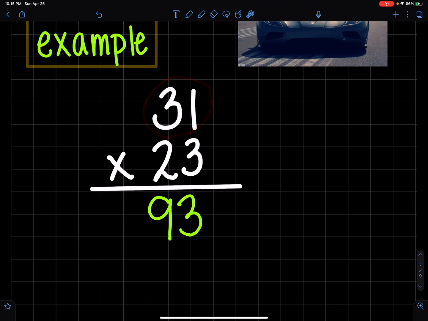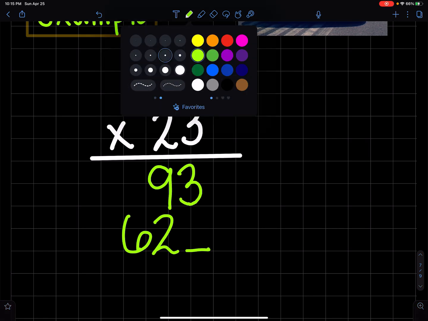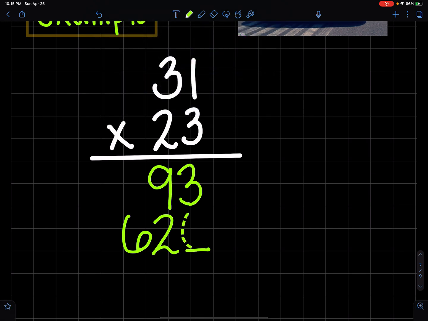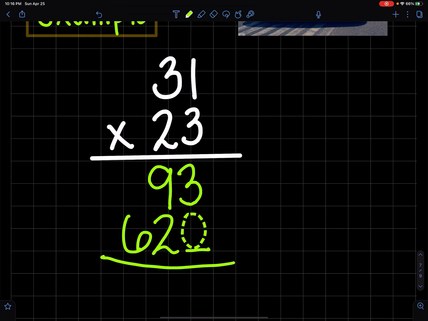31 times the tens place. And there's a 2 in the tens place. So if you want to just do mental math, what is 31 times 2? Just think in your head. And it's going to be 62. And I'm going to write it right here and leave a space. Now you know me, I like to write the 0 there because we're multiplying by the tens place. So there is a 0 here. Because instead of multiplying 31 times 2, you're actually multiplying 31 times 20.